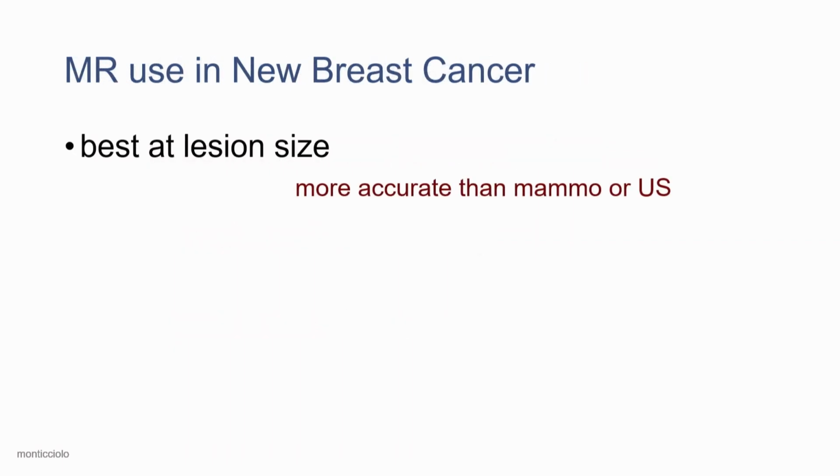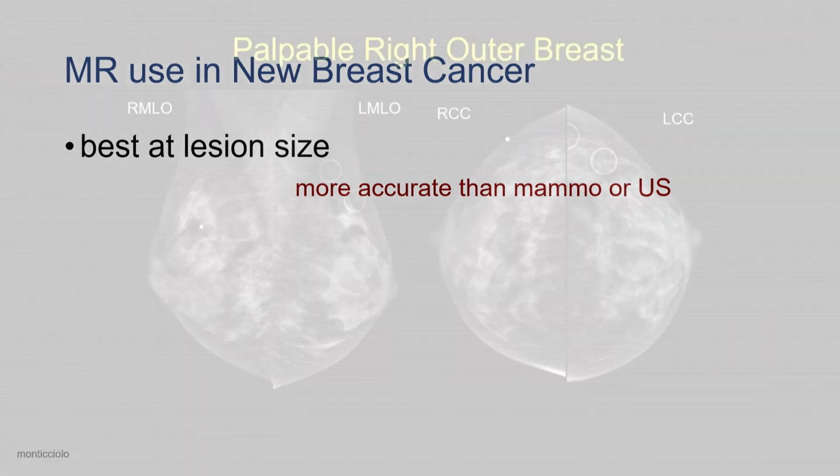Breast MRI is the best way to determine lesion size. Best way, MRI, better than ultrasound or mammo. That could come up later, maybe, okay? But it's the best way to do lesion size. So let me give you an example.